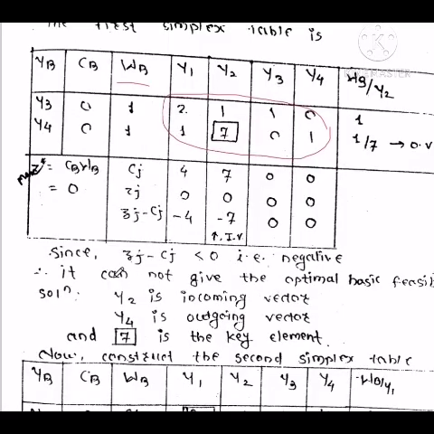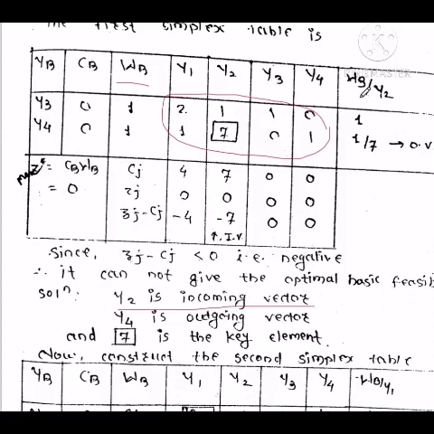Now here Zj minus Cj is less than 0, which means there are negative values of Zj minus Cj. Therefore this table will not give the optimum solution, so we have to construct a new modified table. For that we have to find the incoming vector, outgoing vector and key element. How do we find the incoming vector? Select the most negative value in Zj minus Cj. The most negative value is minus 7, and the corresponding vector Y2 will enter the basis. So Y2 is the incoming vector.